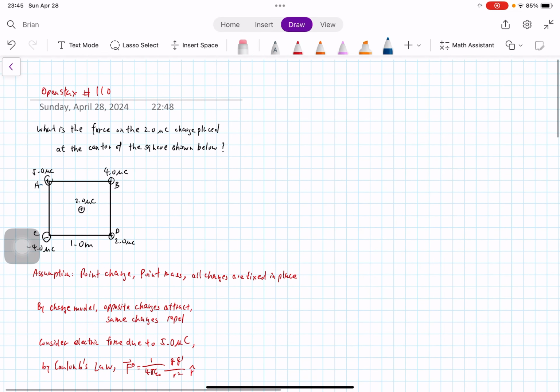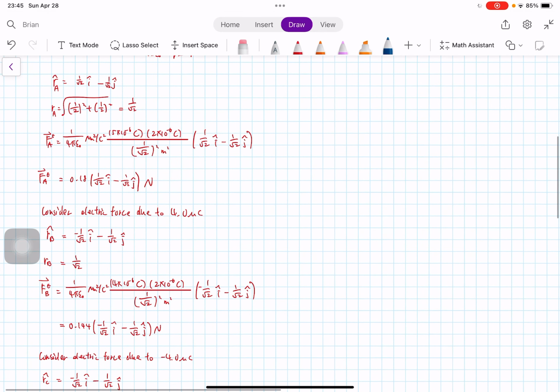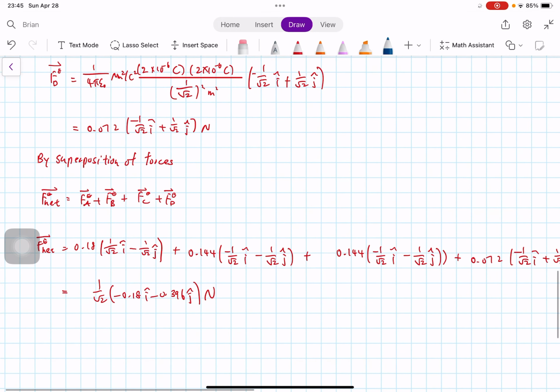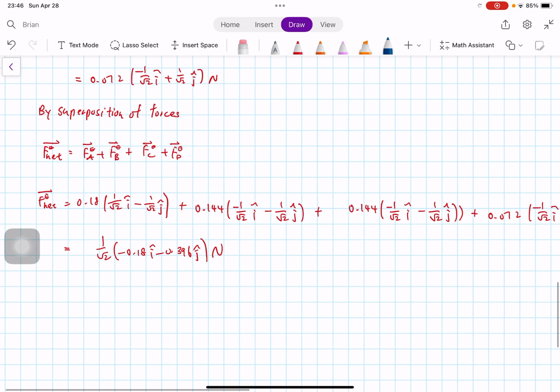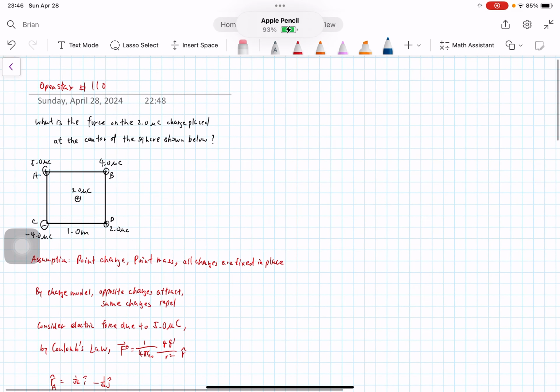In order to calculate the net force that is acted on the two microcoulomb charge, we just have to add these four electric forces as vectors. Essentially, this one is due to particle A, and this is the electric force due to particle B. So we add the four things to give us our final answer, and that would be the net force for the two microcoulomb charge. So thank you so much.